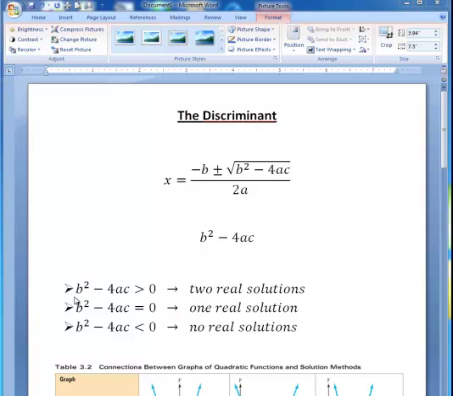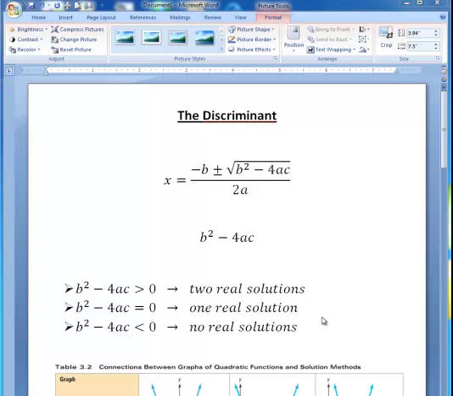If we were to plug in numbers for b squared minus 4ac and it turned out to be greater than 0, then that tells us that if we were to solve that equation, there would be two real solutions. Similarly, if we got it equal to 0, that would tell us there's one real solution. And finally, if b squared minus 4ac was less than 0, that would tell us there's no real solutions. Which makes sense, because if our discriminant is less than 0, that means we have a negative underneath our radical. And when we're dealing with negatives under radicals, those are imaginary numbers, which are not real numbers.